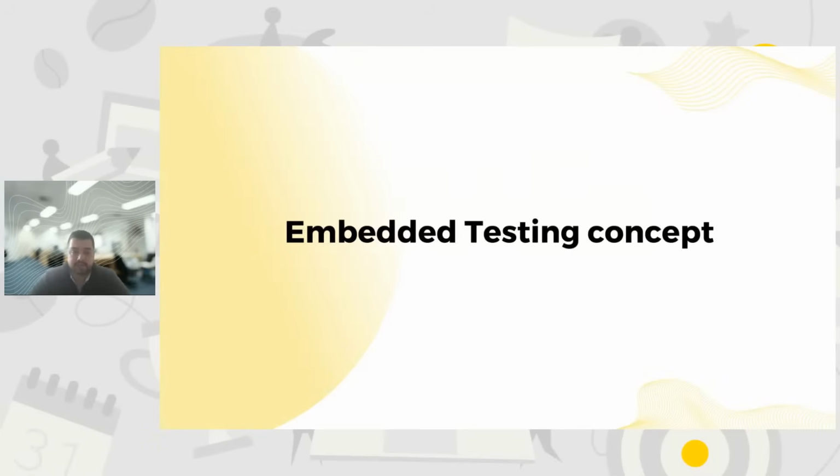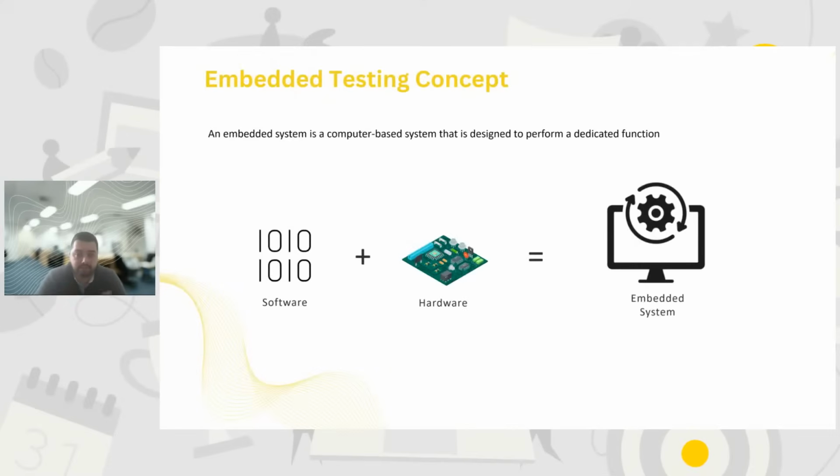So, let's start. Embedded testing concept. What is an embedded system? When we are talking about embedded, we should understand two concepts, software and hardware, and they work together to cover one specific function. Then we have the embedded system. The software is designed and created to run on this specific hardware because this software will integrate the hardware and the system. The software will be able to control some parts of the hardware and interact with its behavior.